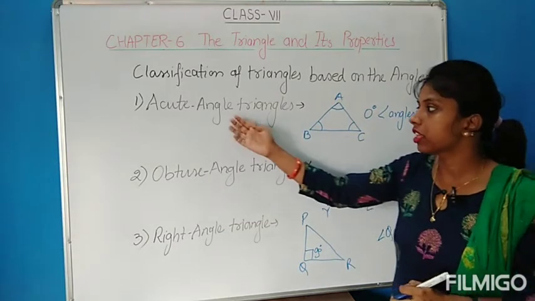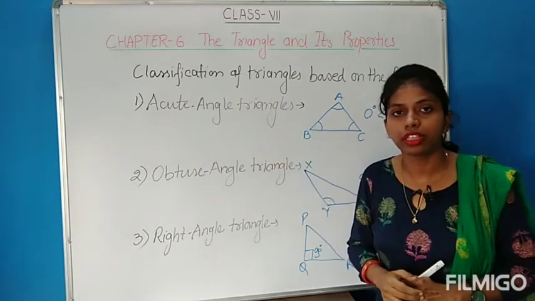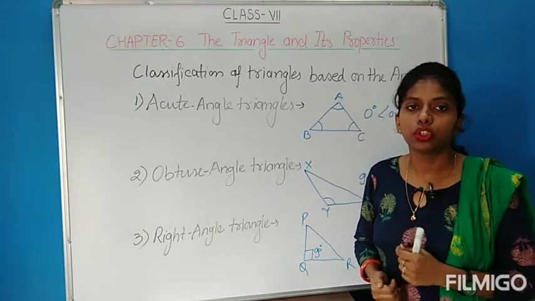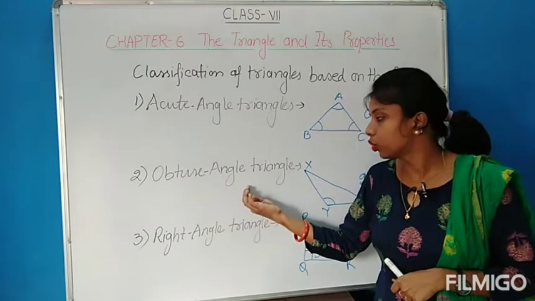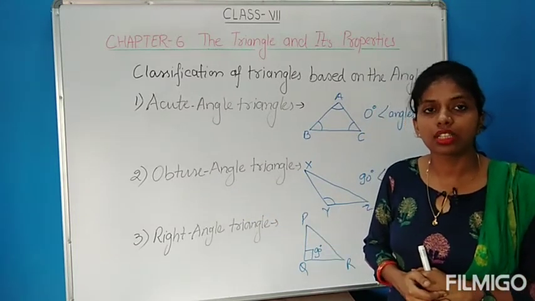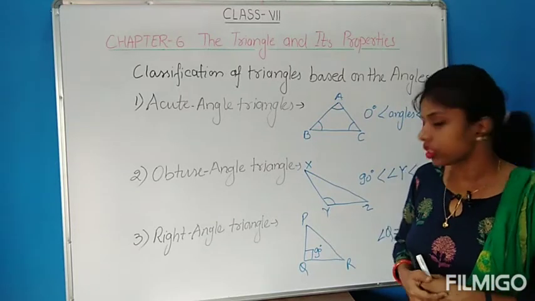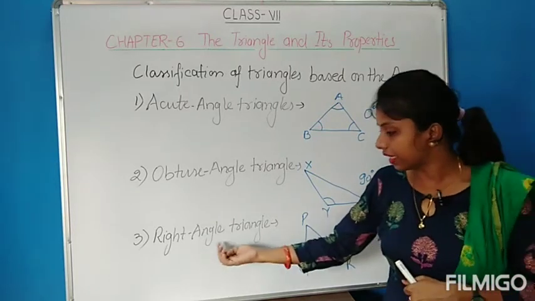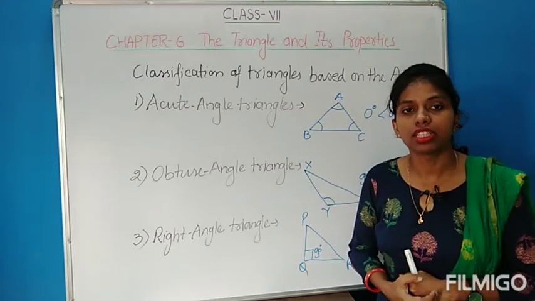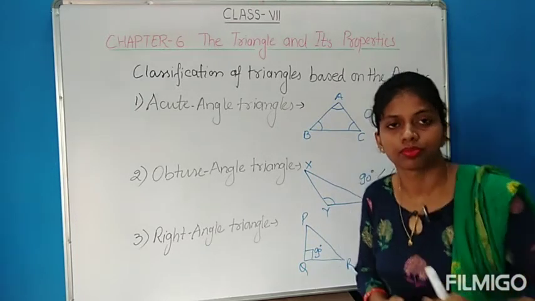So the first part is acute angle triangle. In an acute angle triangle, all angles must be acute angles. Second is obtuse angle triangle. In an obtuse angle triangle, one angle must be an obtuse angle. And in a right angle triangle, one angle must be 90 degrees.